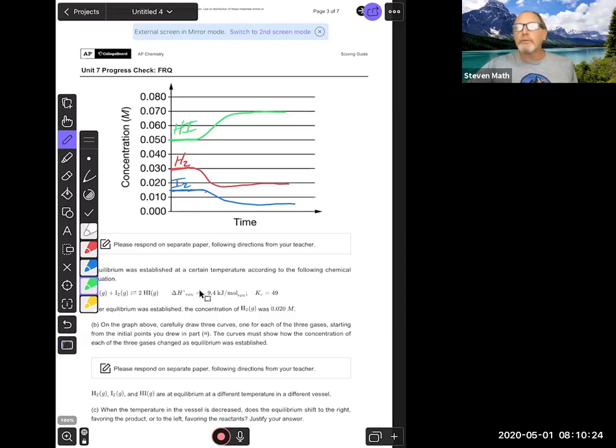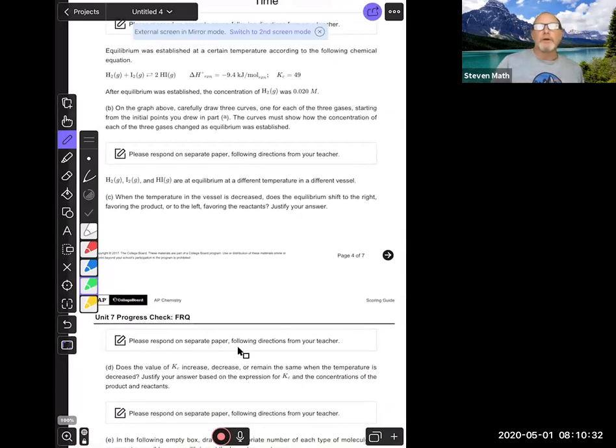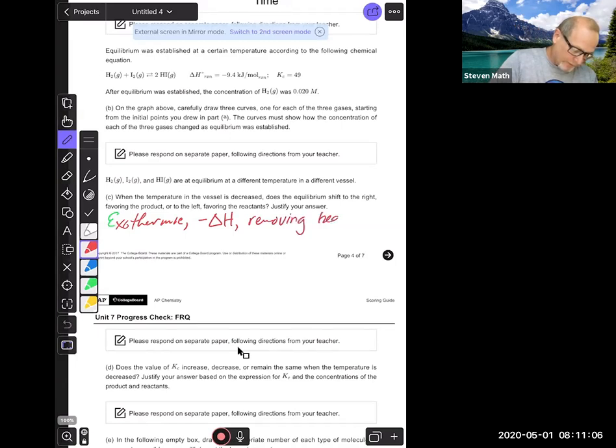And then we have on C, when the temperature in the vessel decreased, does the equilibrium shift right or left? This reaction is exothermic. We've got a negative delta H. Justify your answer. So exothermic, negative delta H. So what are we doing? We are decreasing the temperature. So removing heat will result in a shift to the right, or the other word we like is this would favor the products.